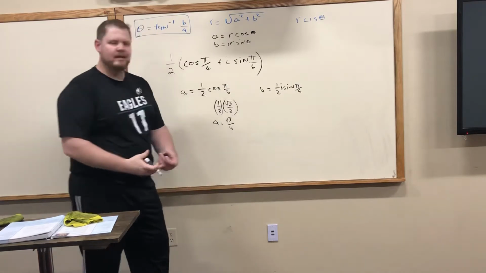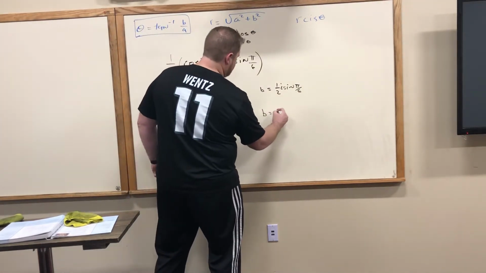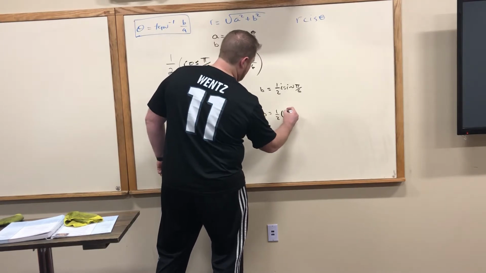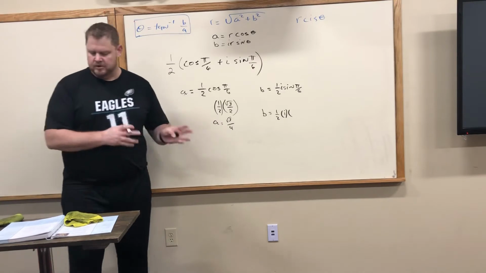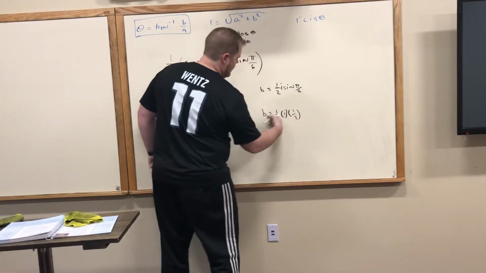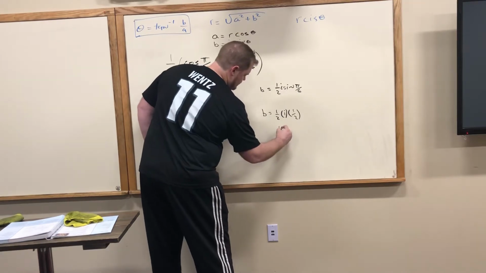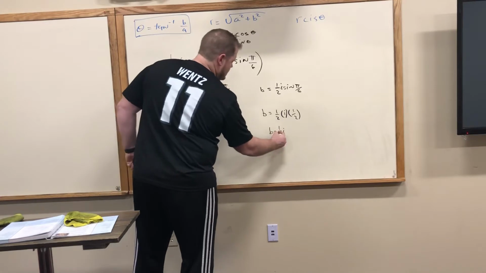So class, what is sine pi over 6? Sine pi over 6 is what value on your unit circle? The answer is 1/2. So 1/2 times 1/2 is 1/4 i. So that's what B is, that's what A is.